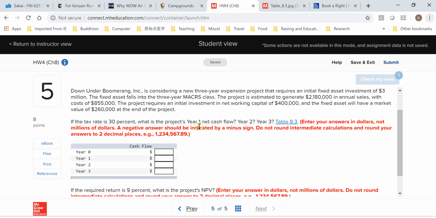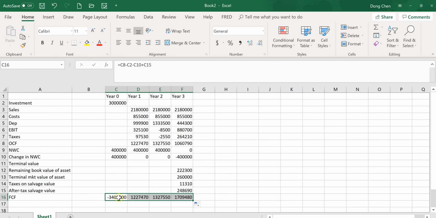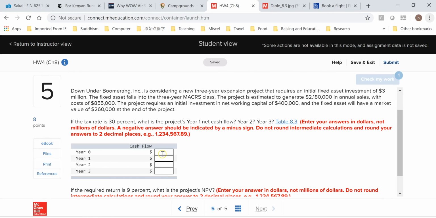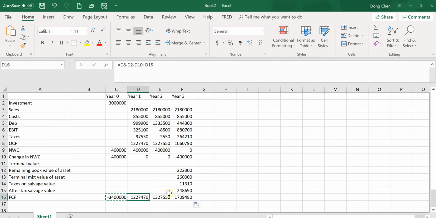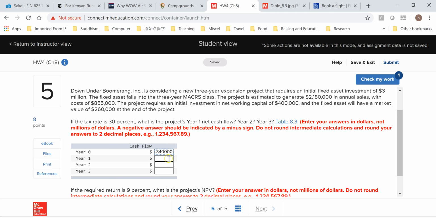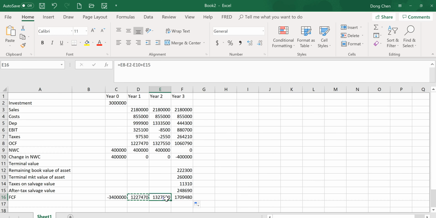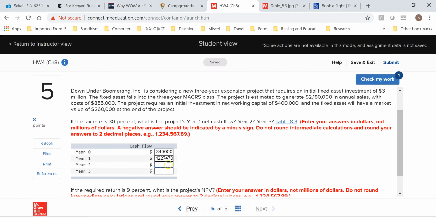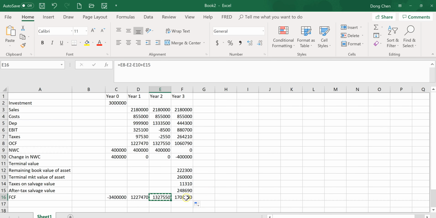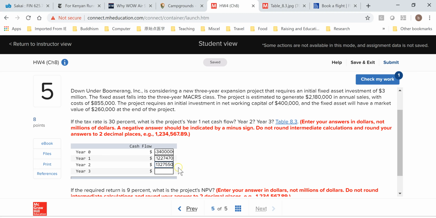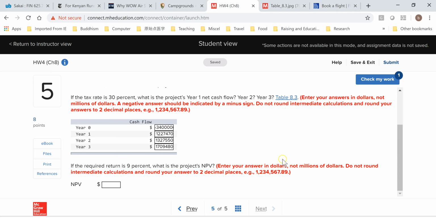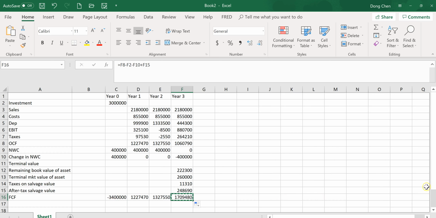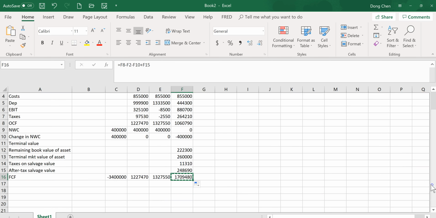What is the project's year 1 net cash flow? So just copy the number back to the cell in Connect, and do so for each year. That's another advantage of using Excel. You can directly copy and paste. But sometimes you may need to get rid of the dollar sign, because sometimes Excel will automatically give you a dollar sign.